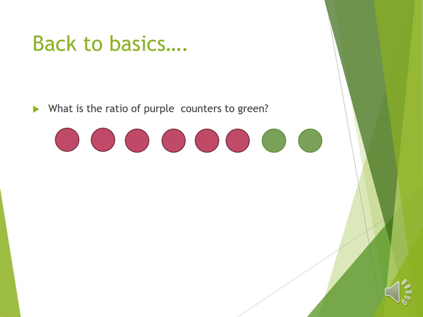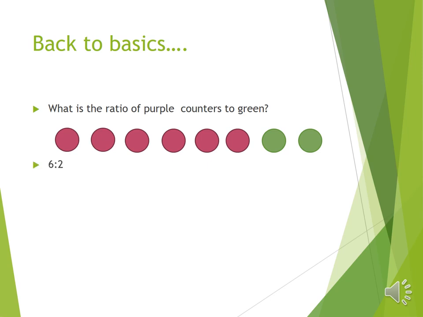So let's revisit some of the knowledge that we already have. And that's why I say it's back to basics. What is the ratio of purple counters to green? So how many purple counters do we have? 1, 2, 3, 4, 5, 6. How many green counters do we have? 1, 2.